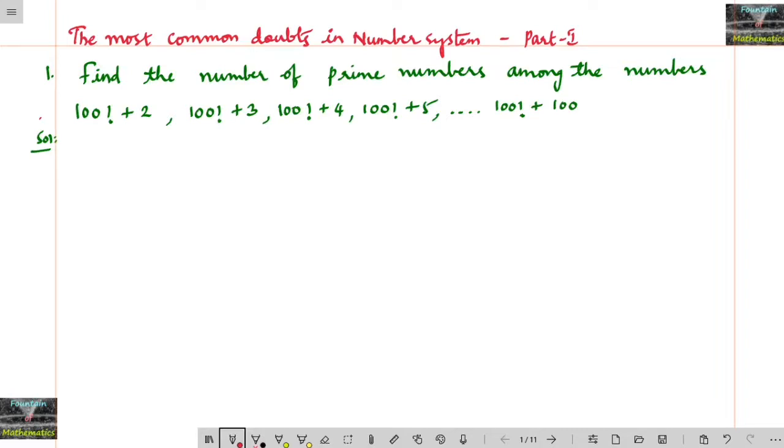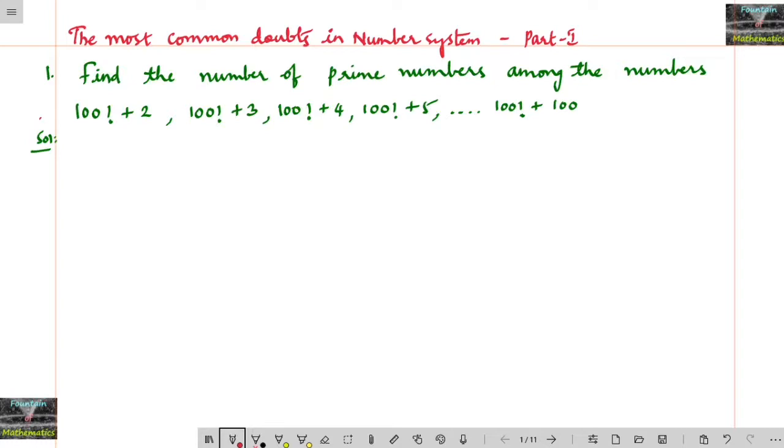First one, find the number of prime numbers among the numbers 100 factorial plus 2, 100 factorial plus 3, 100 factorial plus 4, 100 factorial plus 5 and so on up to 100 factorial plus 100. So there are some numbers given to you. We have to find how many of these are prime numbers. By just looking at the question, many students will get confused and feel this problem is very difficult. But in fact, this problem is very simple.